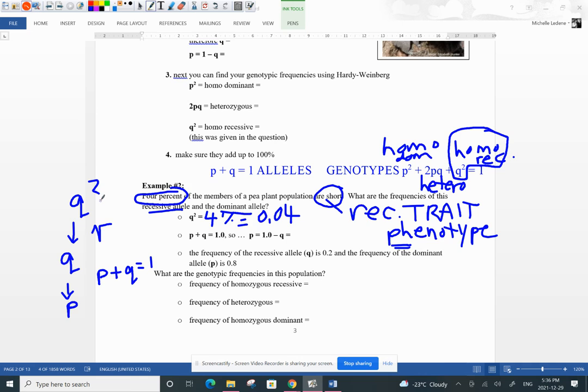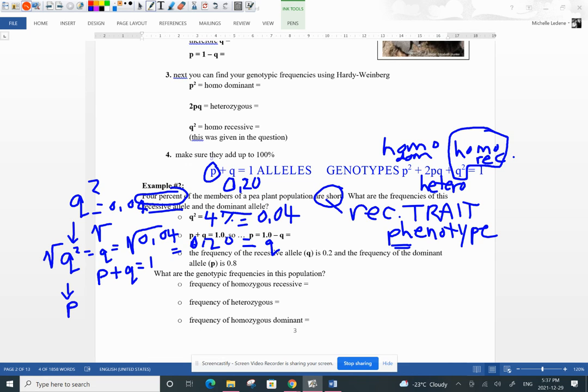Okay, so Q squared is 0.04. The root of that, so the root of Q squared is going to give us Q, and the root of 0.04 is 0.2. Okay, so use your calculator if you don't believe me, and Q is 0.2. That means every pea plant who has got a recessive allele, the frequency in this population is 20%. So 20% or 0.2 of the population have a recessive allele.